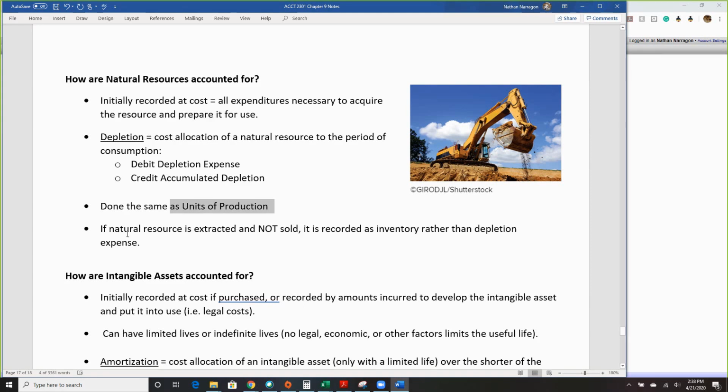But if somehow we do extract it and we don't sell it, so a resource that is extracted and not sold, it's going to be placed into inventory rather than depletion. This typically happens with the diamond market. You don't sell them all, we have them in inventory.